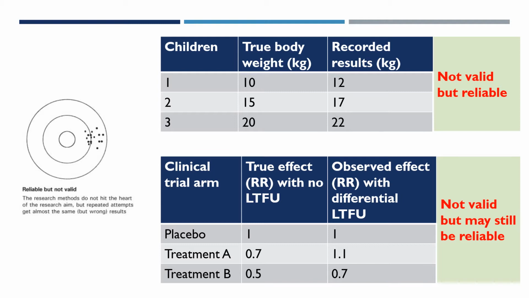So in the figure on the left, we can see the dots are not concentrating on the innermost circle, but in the outer circle. The dots are clustering together, which shows the reliability of the measurement. So in this case, the research method does not hit the heart of the research aim, which is the truth that we are trying to obtain. But the repeated attempts get almost the same but wrong results.